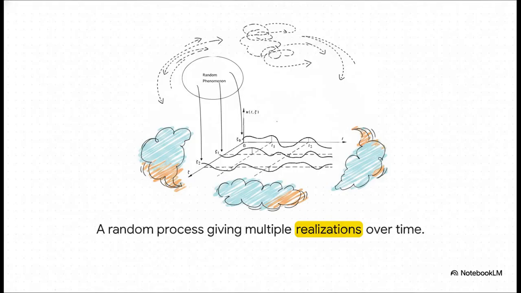And this brilliantly illustrates what we're talking about. See the horizontal axis there? That's time. And those different wavy paths, zeta 0, zeta 1, zeta 2, those represent what happens when a random process generates multiple possible outcomes, or what we call realizations, over time. We obviously can't perfectly predict any single path's instantaneous value, but by looking at them all together, we can actually start to define their statistical properties at any given time t.